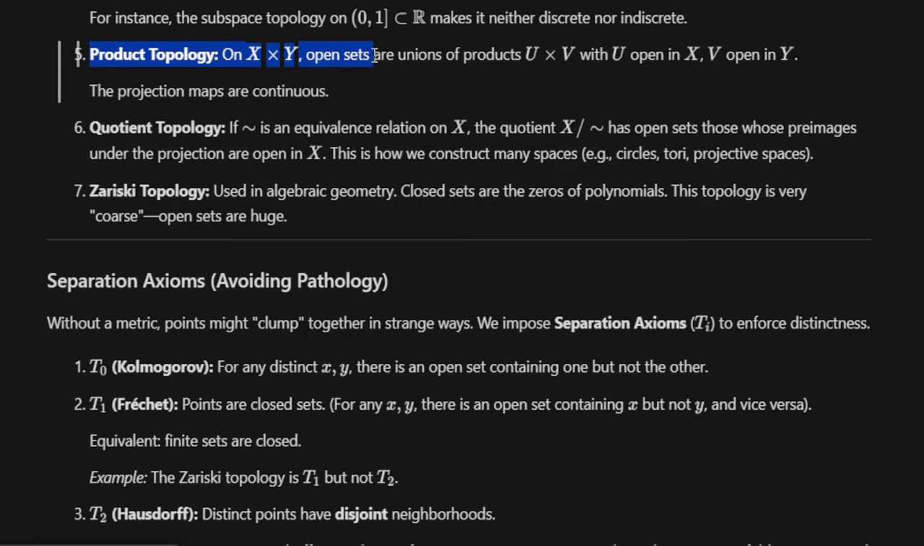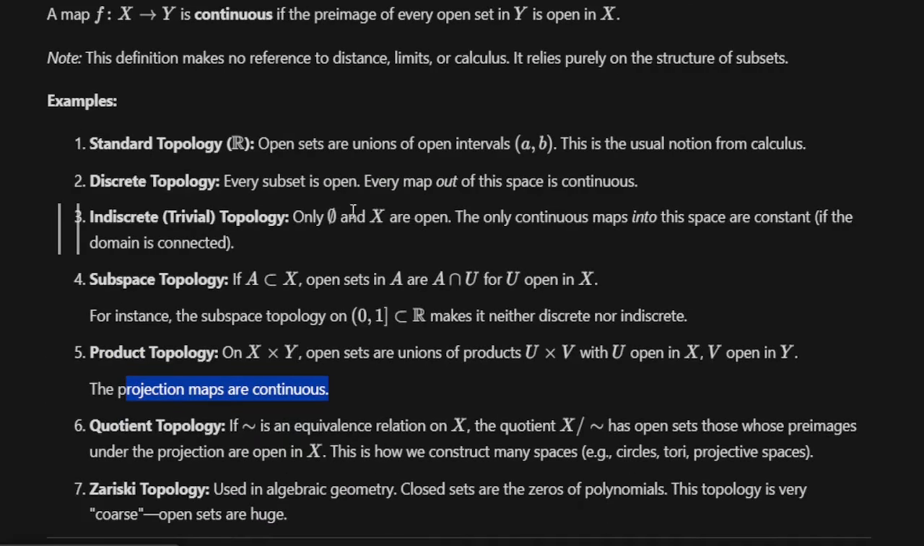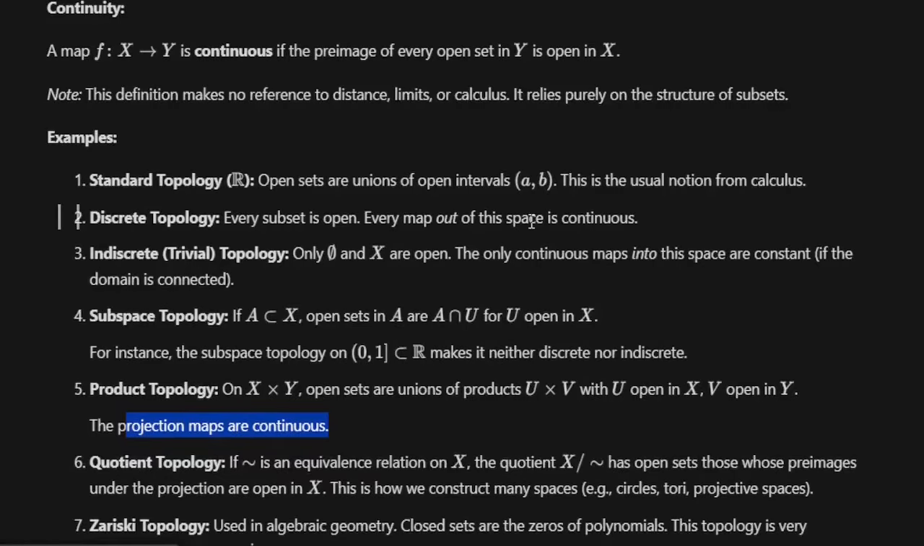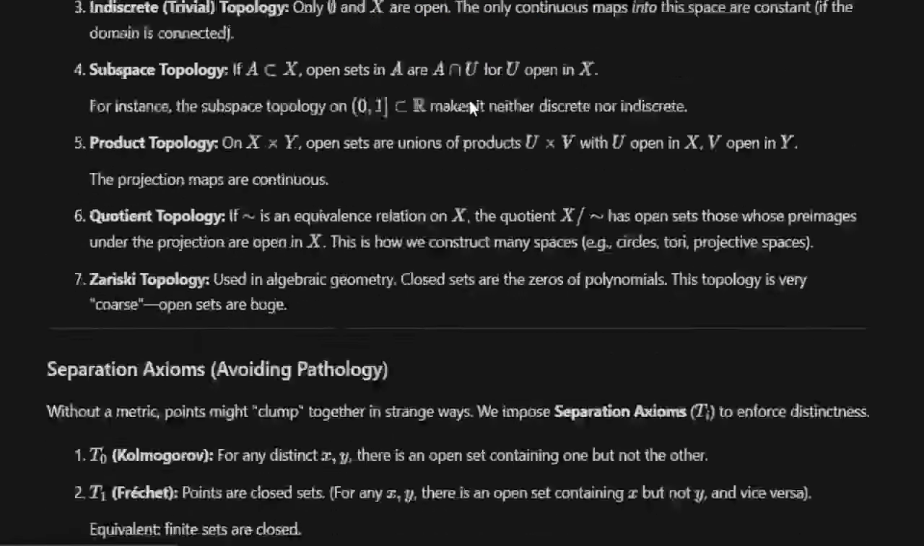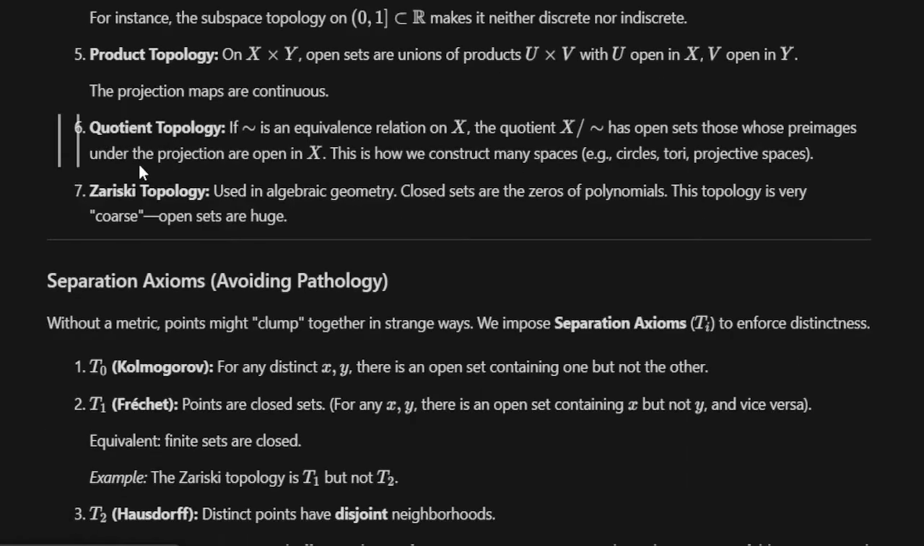There's also the product topology. If we have the product of two topological spaces, open sets are unions of products U times V, with some U open in X and some V open in Y. The projection maps also inherit continuity here, because it's just the preimage of every open set, so we could prove that. That's a fun proof, and it's pretty easy.